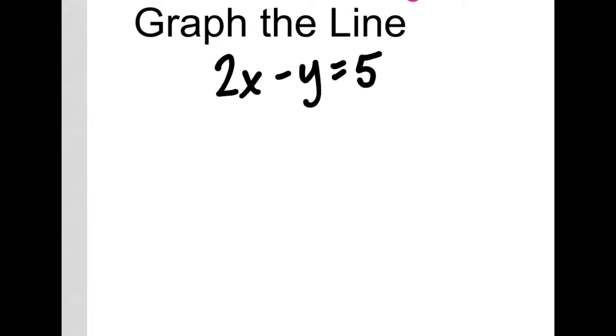So your goal is to get y alone, and here's y. So the first thing that we're going to do is get this positive 2x to the other side. To get that to the other side, I'm going to subtract 2x.